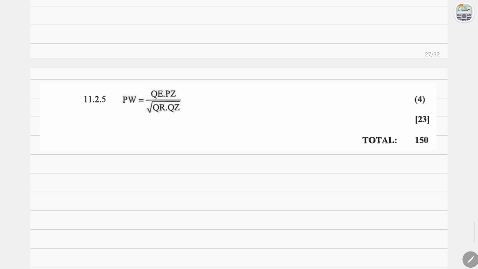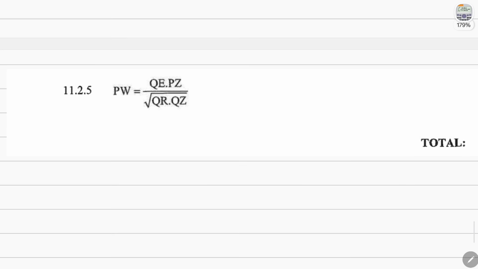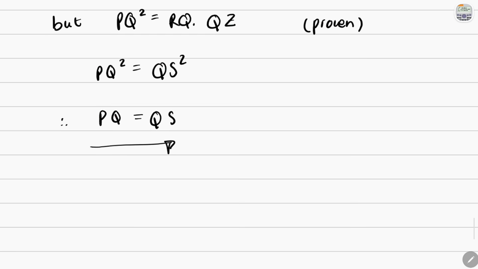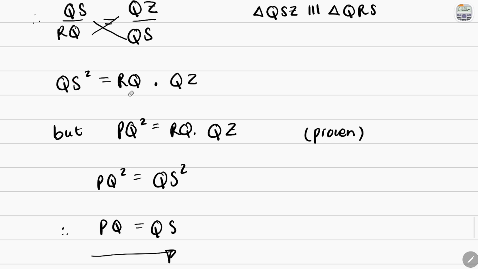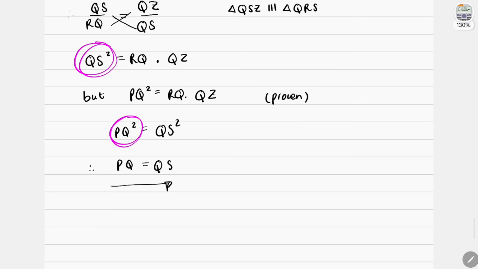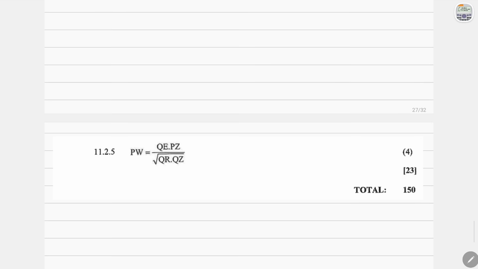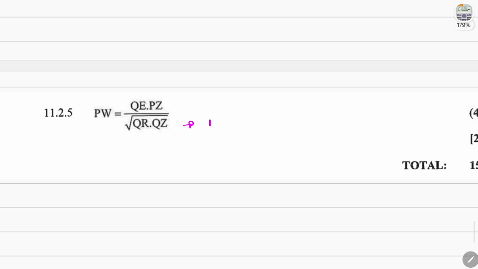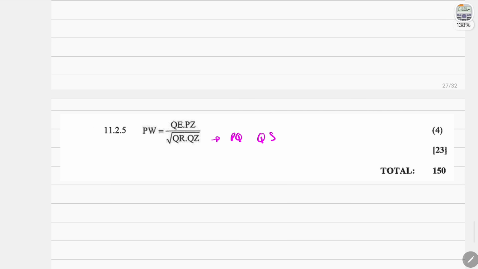Okay, so already what I'm seeing here is they said we need to prove that PW equals QE times PZ over, but then they square root this. This is QR times QZ. Do we have that here? Yes, okay. QR times QZ is the length of together, of course, gives you QS squared and PQ squared. So they could have square rooted either one of those. We'll just see. So this could be PQ or it could be QS. We'll see which one it is.